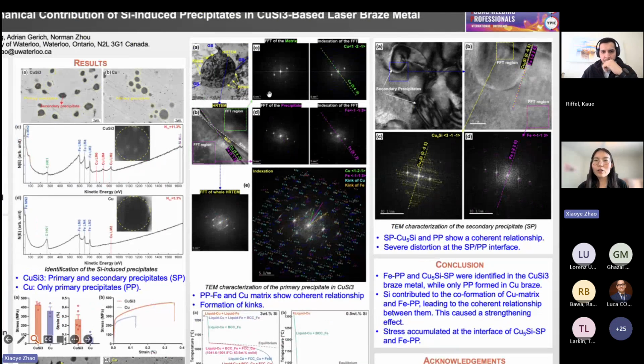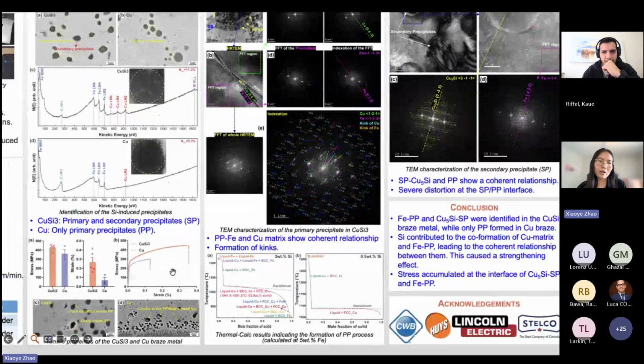And also, for your information, I take this secondary precipitate in green for TEM analysis. It is copper 5 silicon, and it also shows a coherent relationship with the matrix. But we see severe distortion at the interface. And then I believe this is one of the main reasons for the crack initiating inside the primary precipitate we see here.